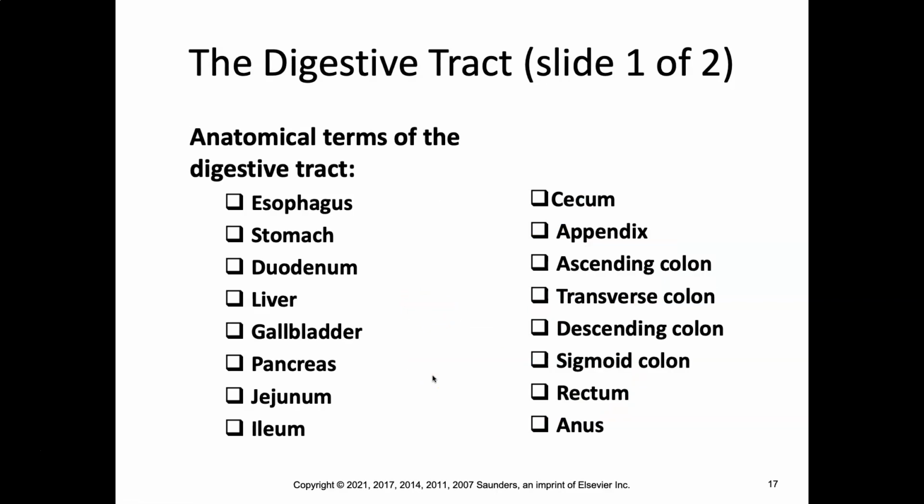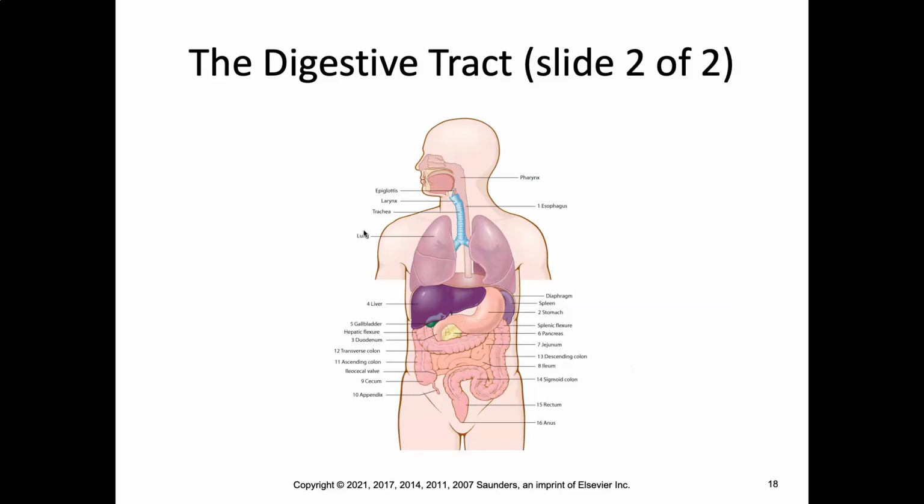Now we get to the digestive tract. You can see it starts with the esophagus and stomach, but it's really going through the small and large intestines and the pieces and parts that come into play. So you've got esophagus, stomach, duodenum, liver, gallbladder, pancreas, jejunum, ileum, cecum, appendix, ascending colon, transverse colon, descending colon, sigmoid colon, rectum, and anus. And here's a visual of all those pieces and parts intertwined.